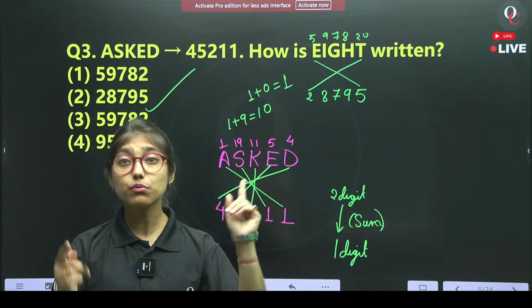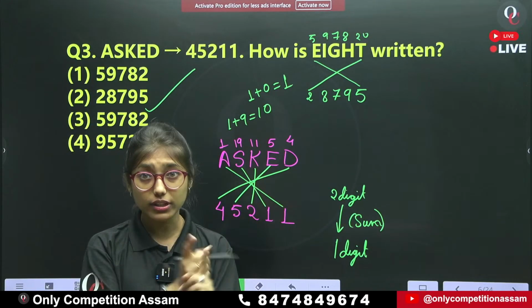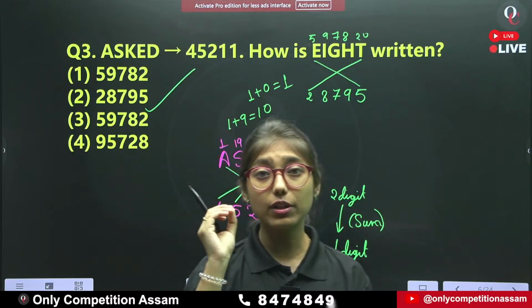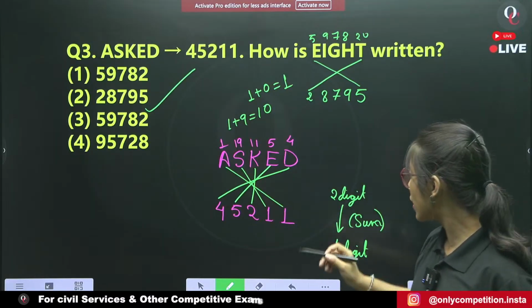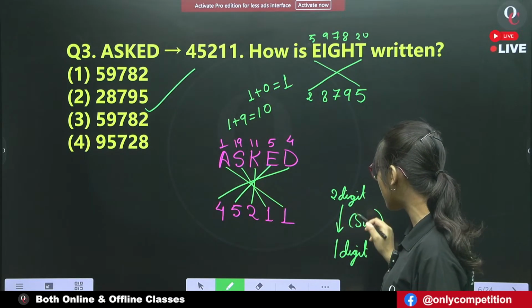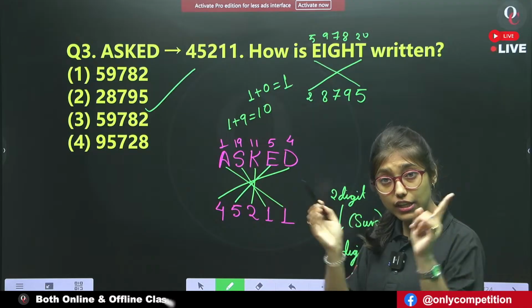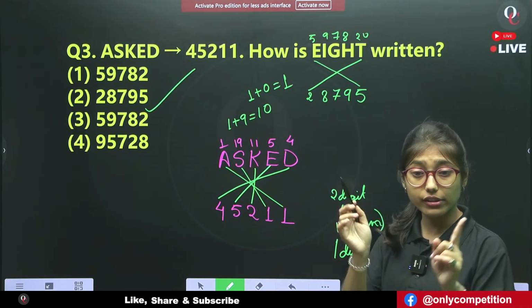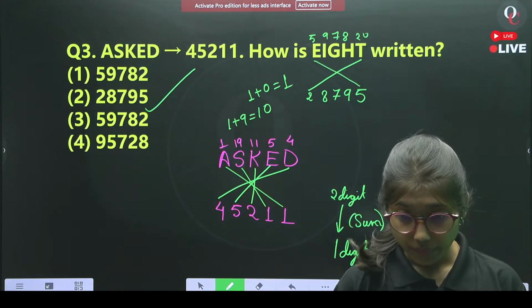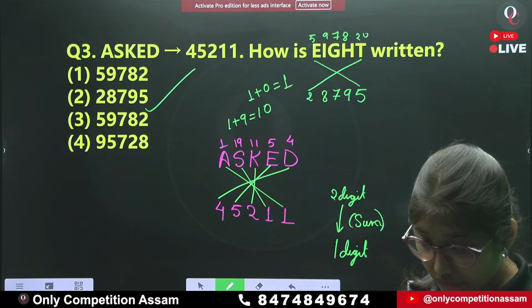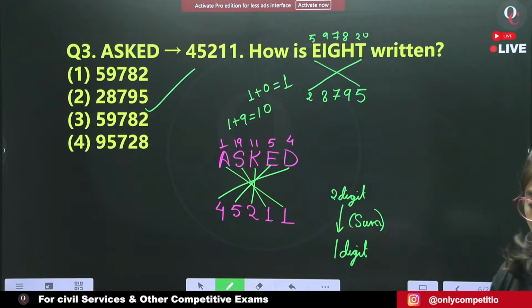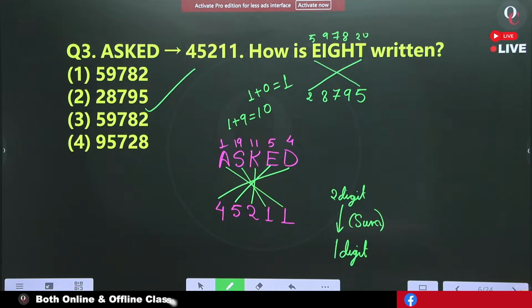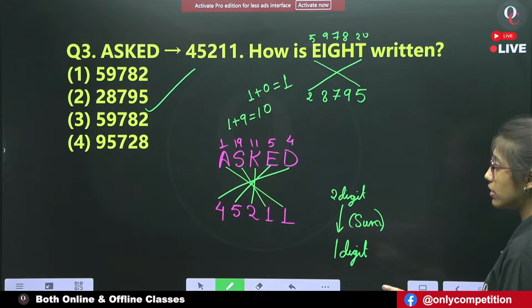Because our pattern is what? Diagonal. Your answer will be correct only if you follow both the patterns. That means you have to first convert the two-digit number into a one-digit number and then use the diagonal pattern. Okay? 28795. Okay, chalo. This is good. Have all of you understood?